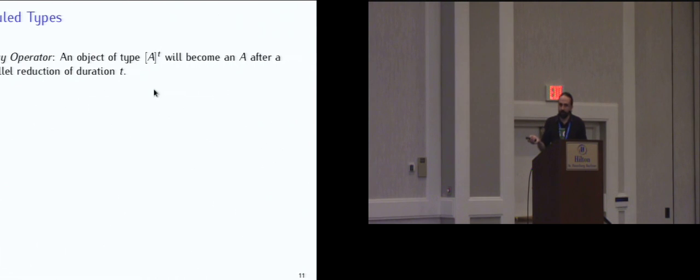So now I'm coming to parallel reduction. This was for sequential reduction. For parallel reduction, sizes of objects are not enough. You need to add some timing information in the types, and we'll introduce scheduled types. Scheduled types are types that you may obtain using this delay operator. So the idea is quite simple. If I delay A by T, it's the type of objects that will become an A after duration T.